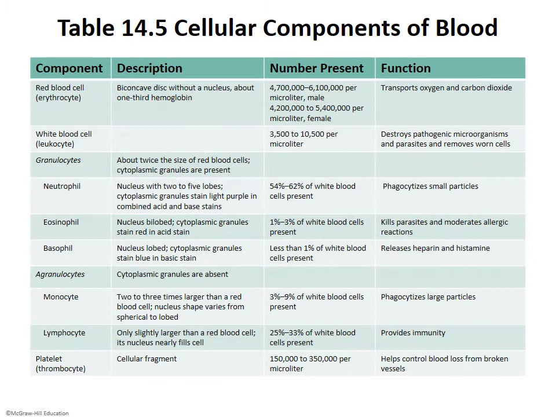So these are the types of things that are in the formed elements. There are really three: red blood cells called erythrocytes, white blood cells called leukocytes, and there are five types of leukocytes, and then platelets or thrombocytes.